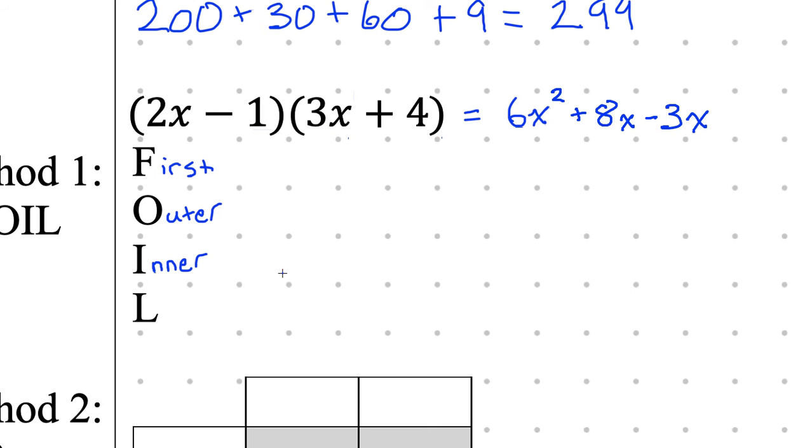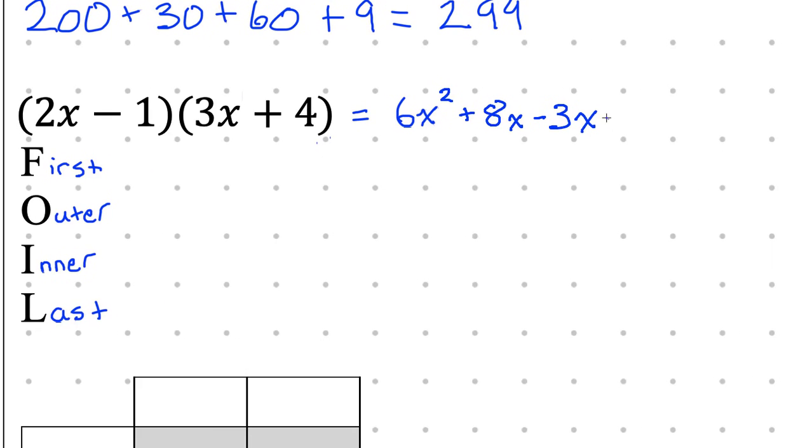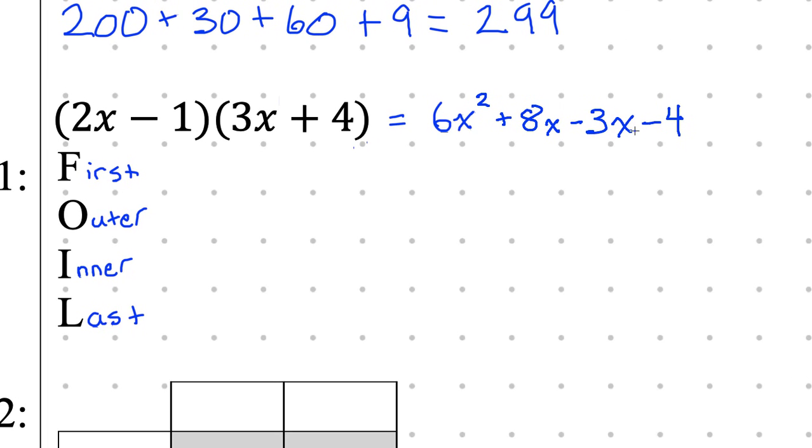And we're almost done. I'm on to L, which stands for last. The last two numbers, this negative 1 and this positive 4. Negative 1 times positive 4 is what, with a quiet raised hand? Ugo? Negative 4. It's really easy to get these wrong. Yes, it is.